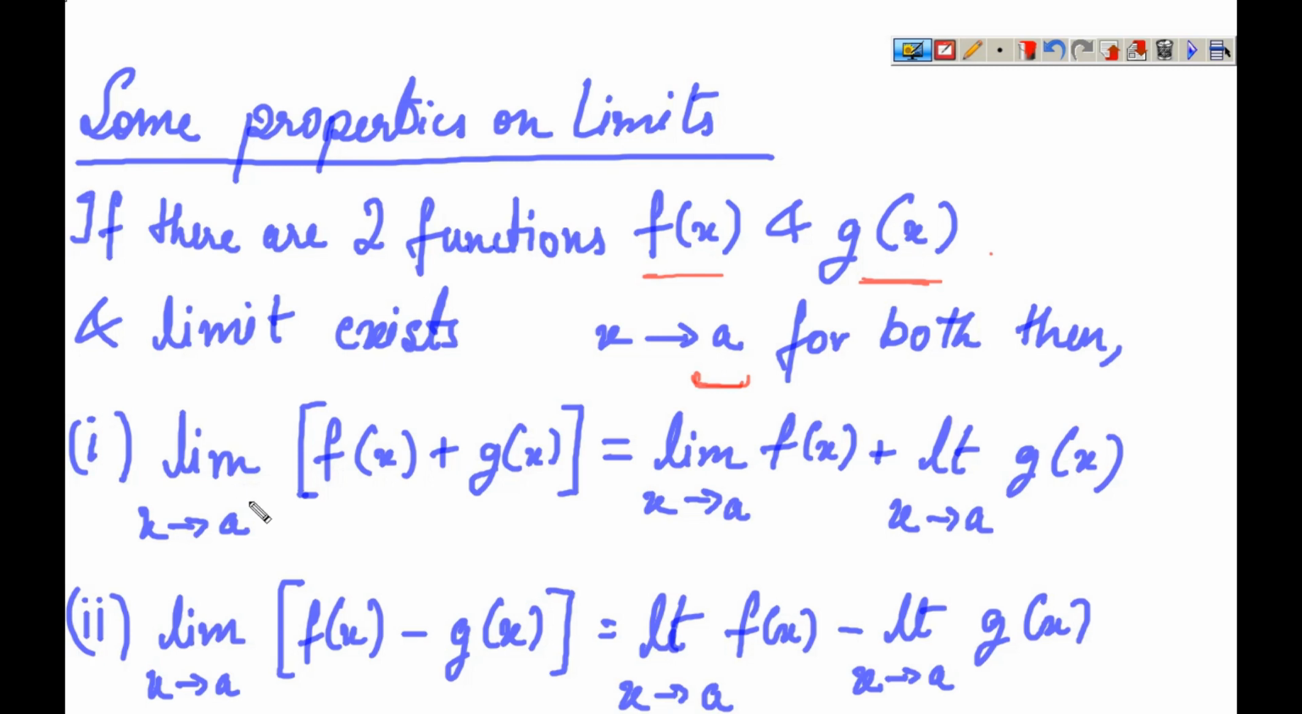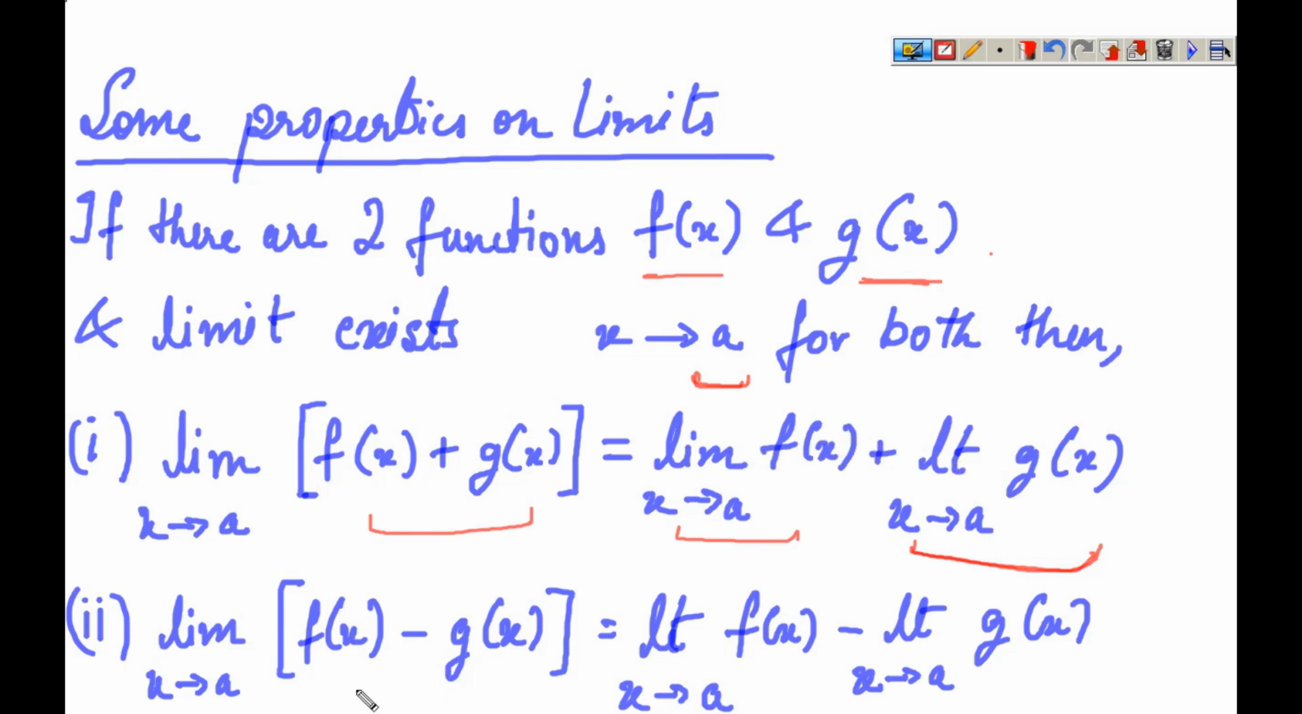So let's begin with the first one. You can also pause the video and write down those properties in your notebook. We have, when we are adding those functions and we have to find the limit of the addition of those functions, we can also write it as finding the limits individually of those functions. So we have two functions here, we can find the limits individually, add those limits up, and then get the answer.